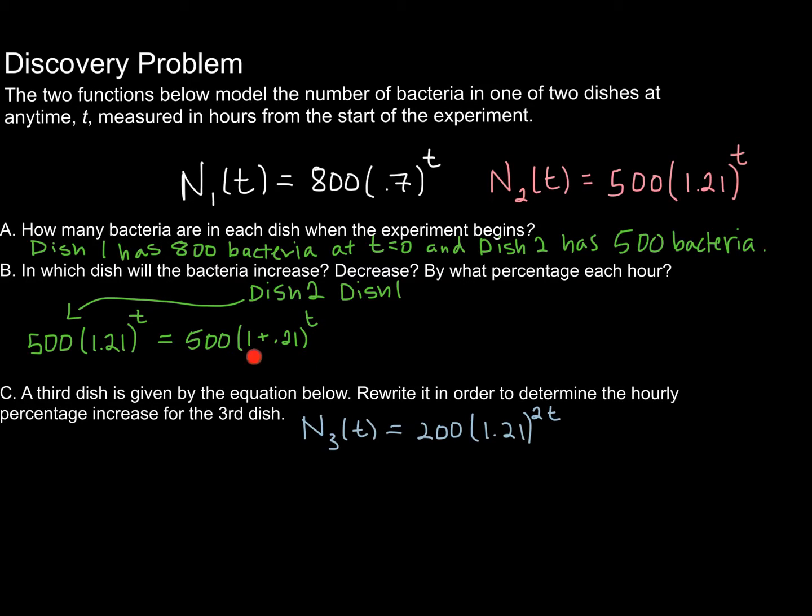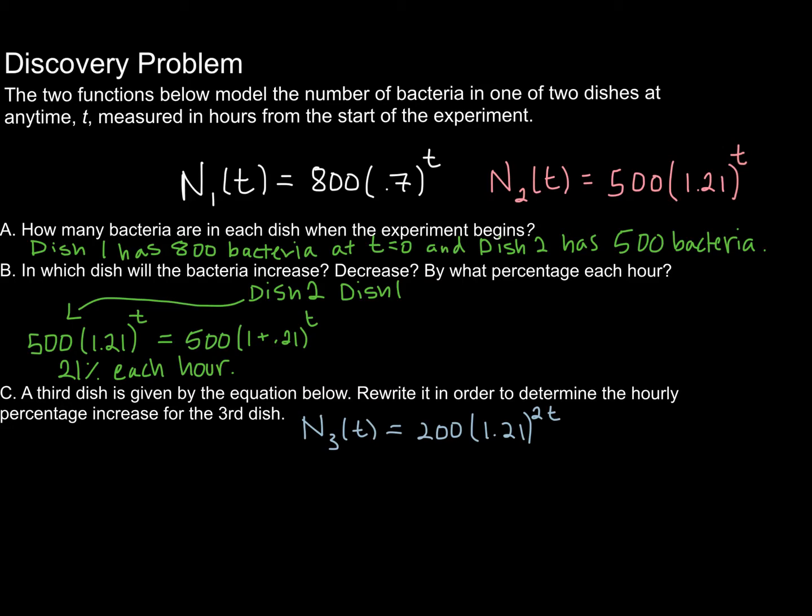Okay, look at this setup here. Every time t increases by 1, I will multiply by 1 plus 0.21. So think about multiplying 500 by 1 plus 0.21. 500 times 1 gives you all the 500. It keeps it the same. Then multiplying 500 by 0.21 is going to leave you with only 21% of it. And we're adding, so it's going to be 500 plus 21% of 500, which means you're increasing by 21%. And that's going to occur each time t increases by 1, so each hour. So for dish 2, we have an increase of 21% each hour.